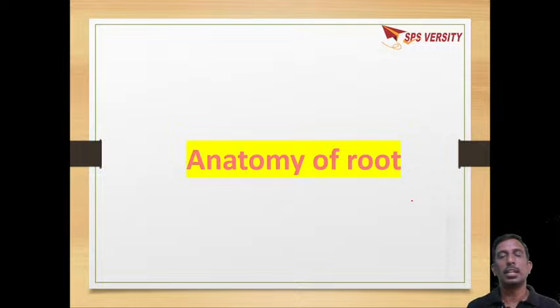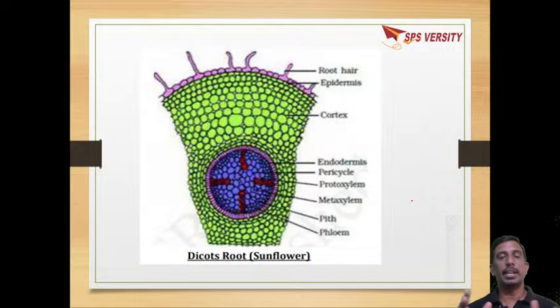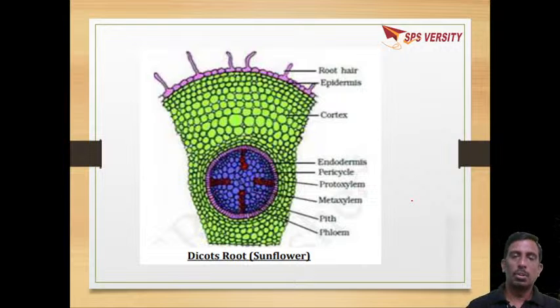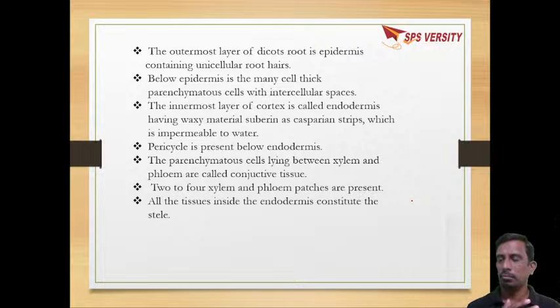Now we'll study the anatomy of root, stem and leaf. In this we'll study anatomy of dicot root, monocot root, anatomy of dicot stem, monocot stem, anatomy of dicot leaf and monocot leaf. पहले हम आएंगे dicot root पर. Example of dicot: sunflower. इसमें the outermost layer को क्या बोलते हैं कि epidermis, which has root hairs.